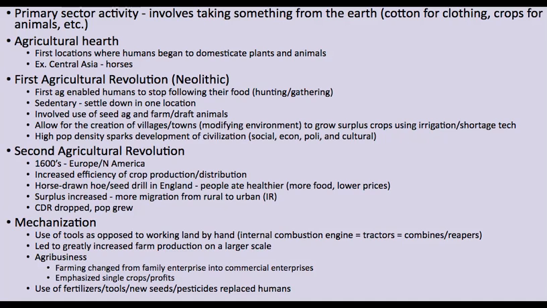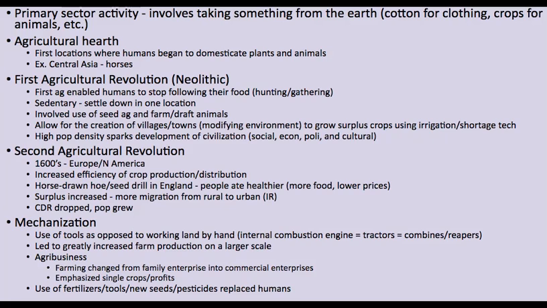When we talk about this idea of an agricultural hearth, it's where the first humans stopped chasing their food, and that takes place during the first agricultural revolution, or the Neolithic revolution. This first agricultural revolution enabled humans to settle down, to become sedentary, the idea of settling into one location. Instead of following the seasons and the migration of animals, they're going to stop and cultivate the plants and domesticate those animals to get the things they need in order to survive.